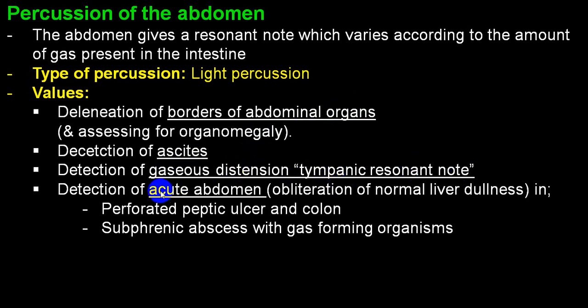And in case of acute abdomen, you can identify even the change in the note due to the presence of free air in the peritoneal cavity, which we call pneumoperitoneum, and this can be very clearly identified while percussing in the right hypochondrium, where you will have obliteration of the dullness due to the liver. And free air in the abdomen is very common in perforated peptic ulcer or colonic perforation or even a small intestinal perforation.